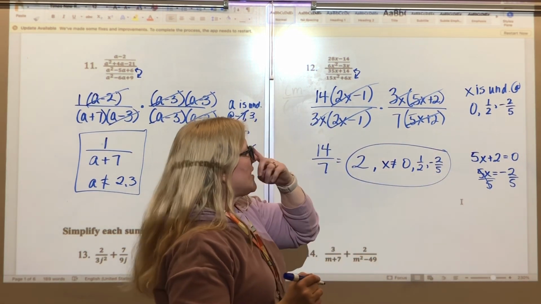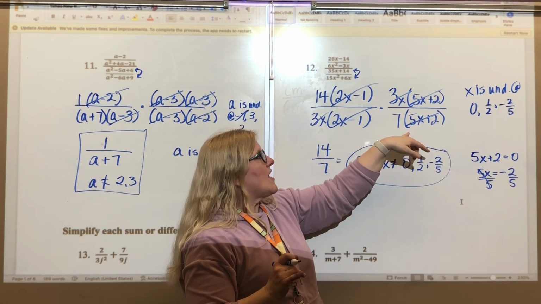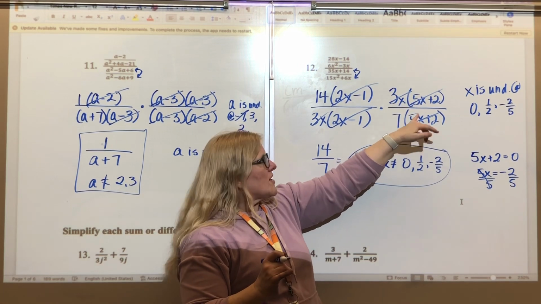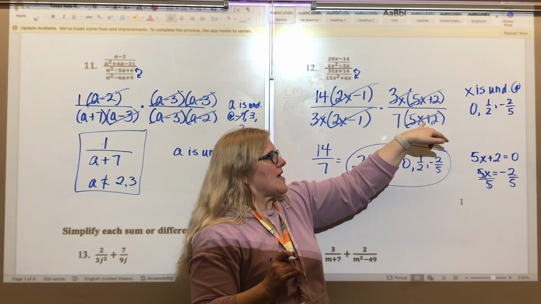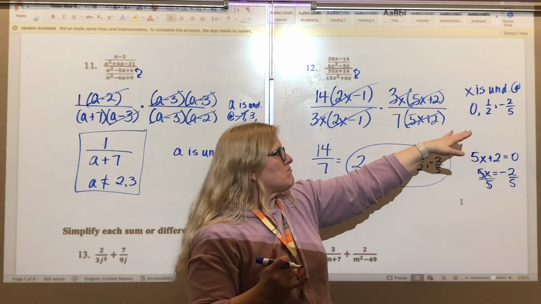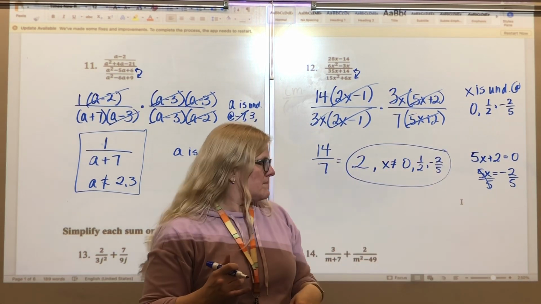Oh, and I know I talked about 3 denominators. The 3 denominators are here too. It's just the 5x plus 2 is the same. So they're both going to be negative 2/5.